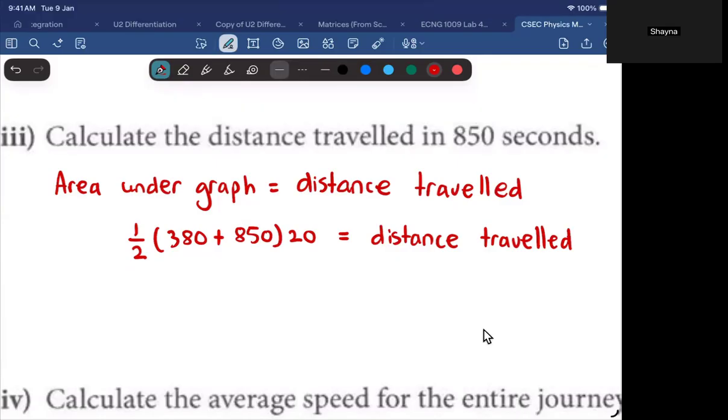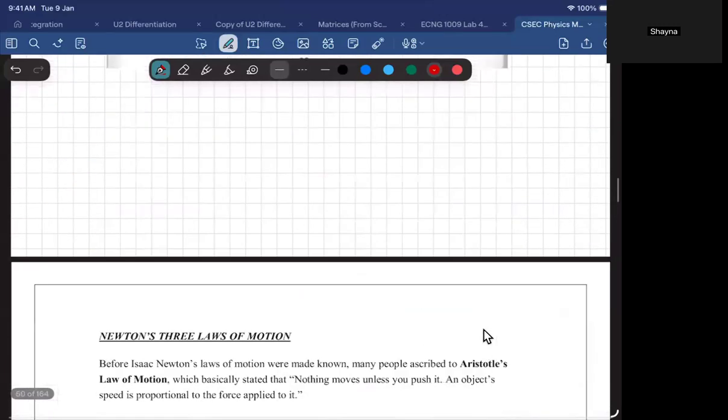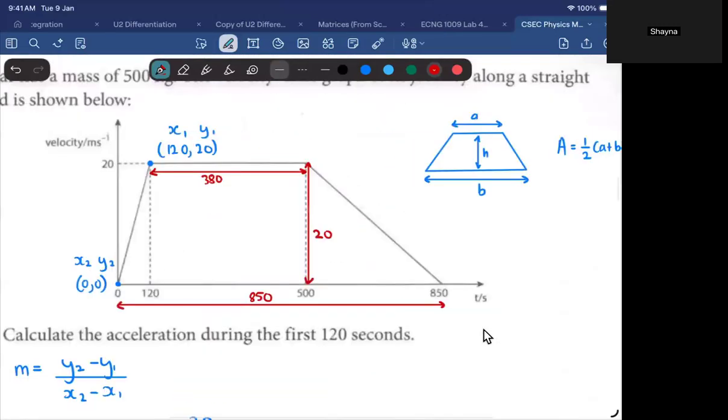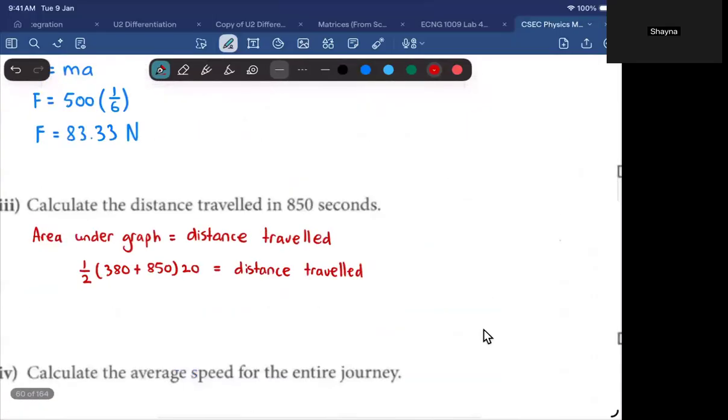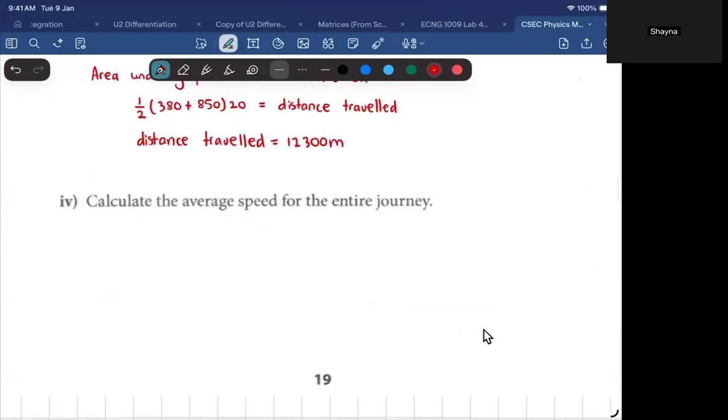Okay, you get 12,300 meters, right? Yes, sir. Yeah, that had to be meters because they said time in seconds and meters per second. Great. So the distance traveled is equal to 12,300 meters. And you're perfectly fine with that. Yes, sir.